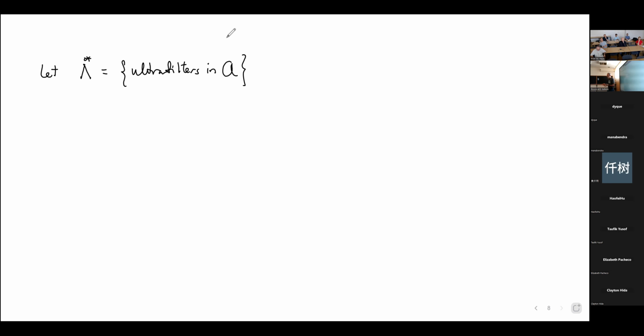I think in Raeburn's book, they call it the free category generated by the graph. Path category seems to be a common notation.